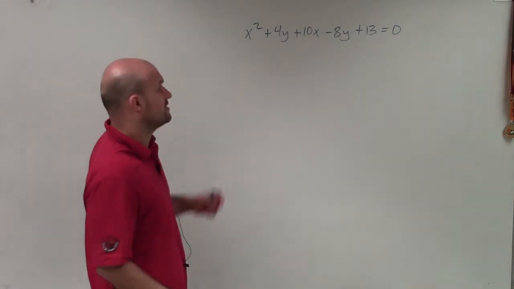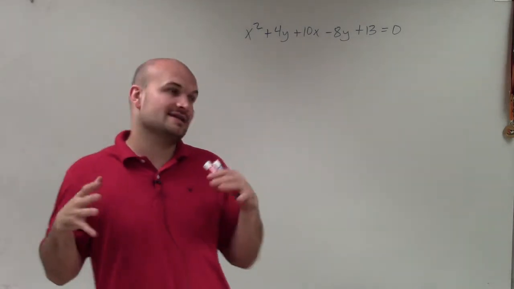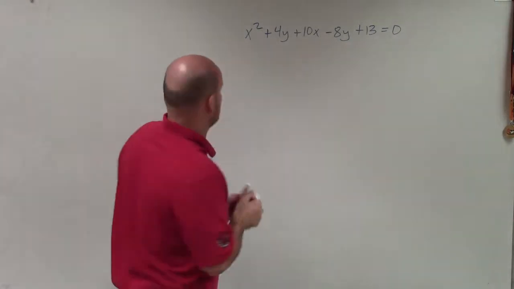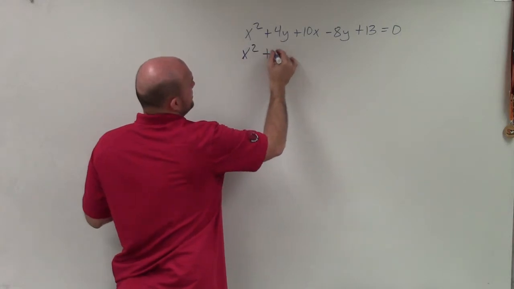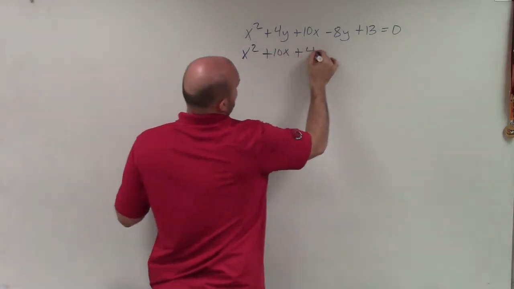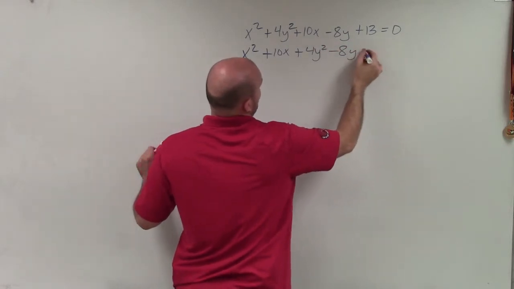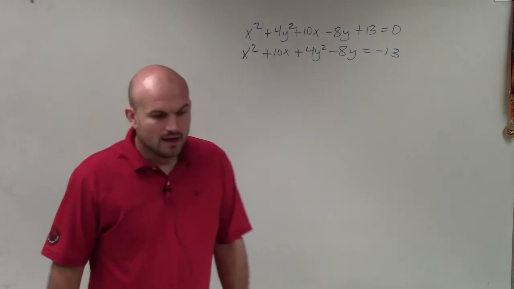So to put this in standard form, the first thing I'm going to want to do is group the x's and the y's and get my constant over to the other side. So I'll just rearrange this equation as x squared plus 10x plus 4y squared minus 8y equals negative 13. Okay, so I subtracted 13 on both sides.